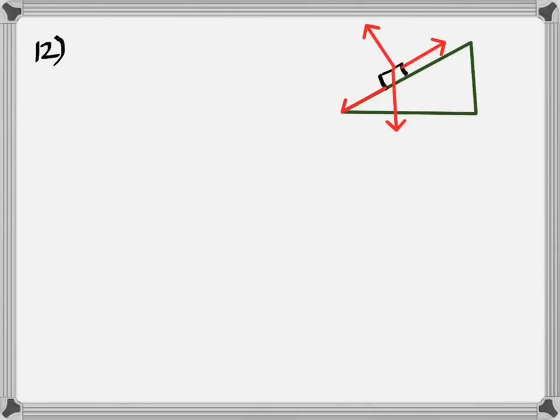The crate is pulled up a rough inclined plane, and those are the forces that act on it. The weight acts vertically down. You can see the normal reaction. Friction is downwards, and the force acting upwards, 100 Newton, is also shown.